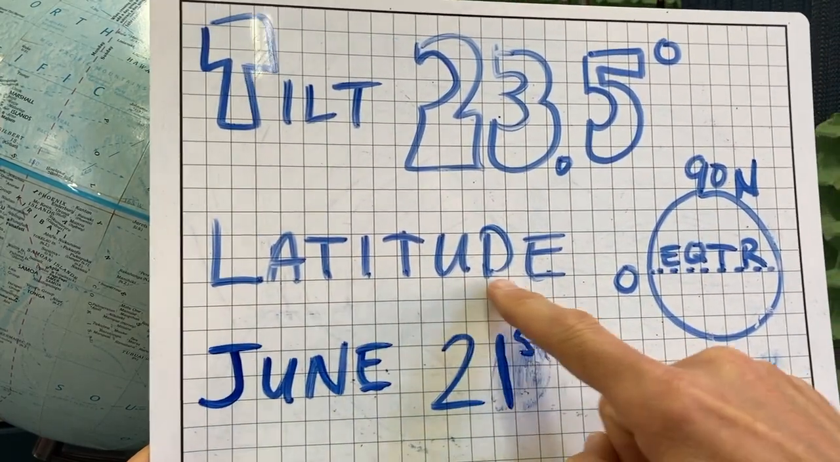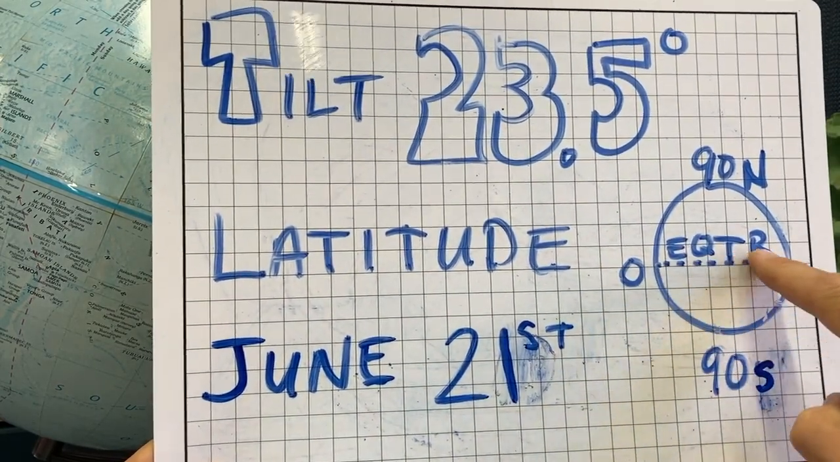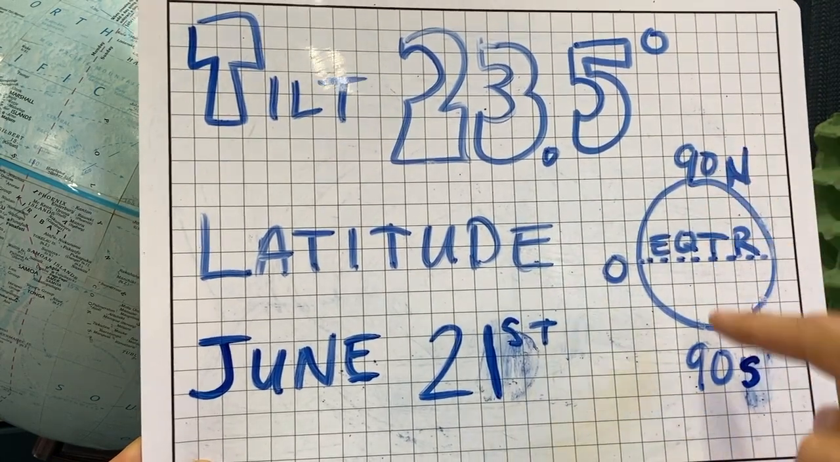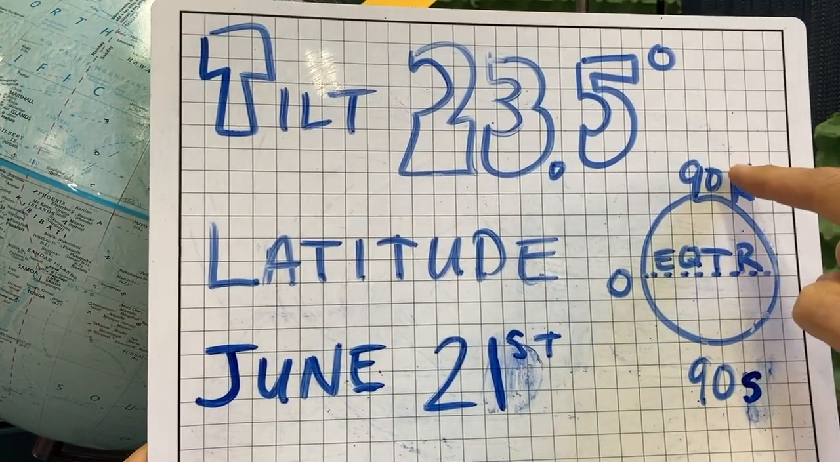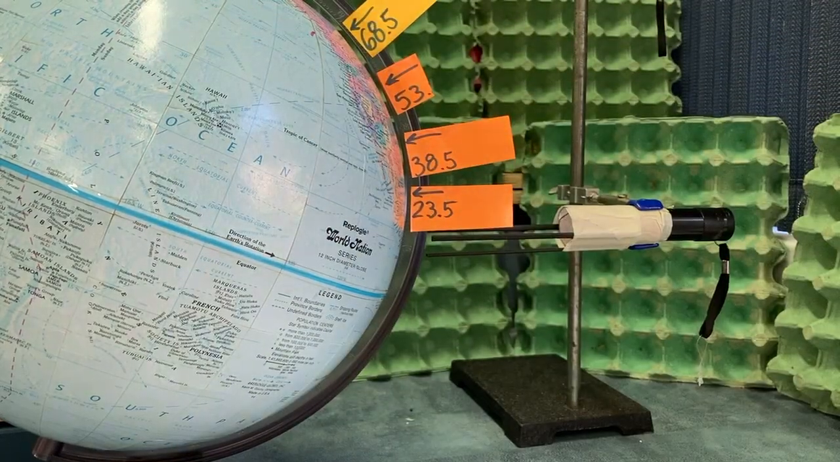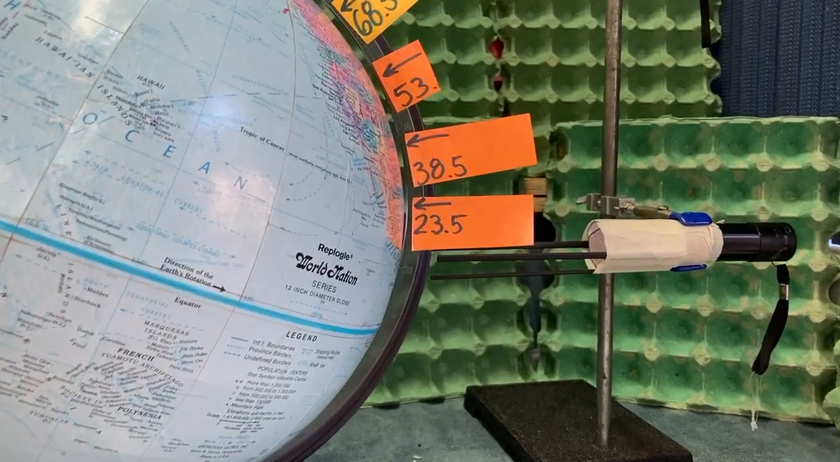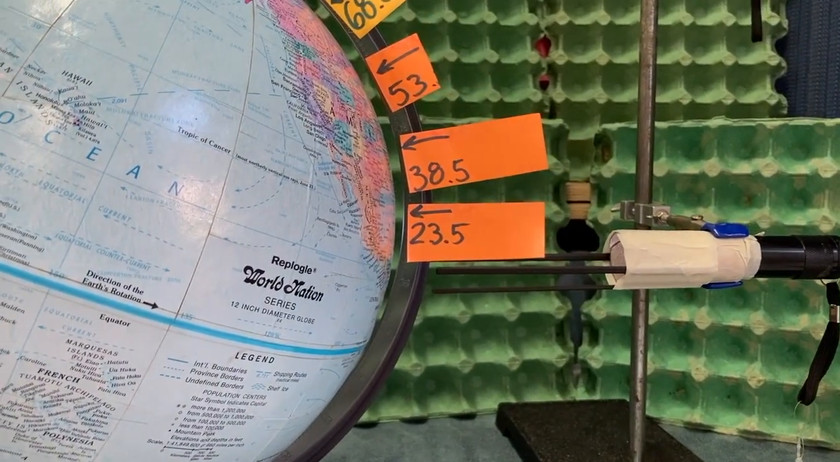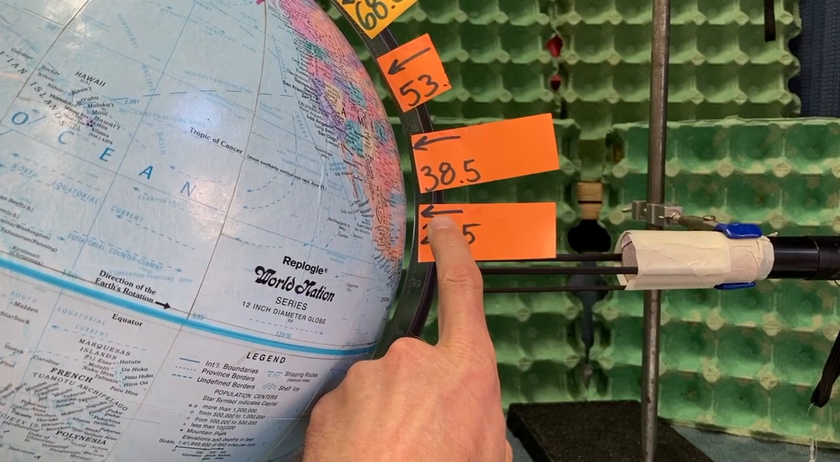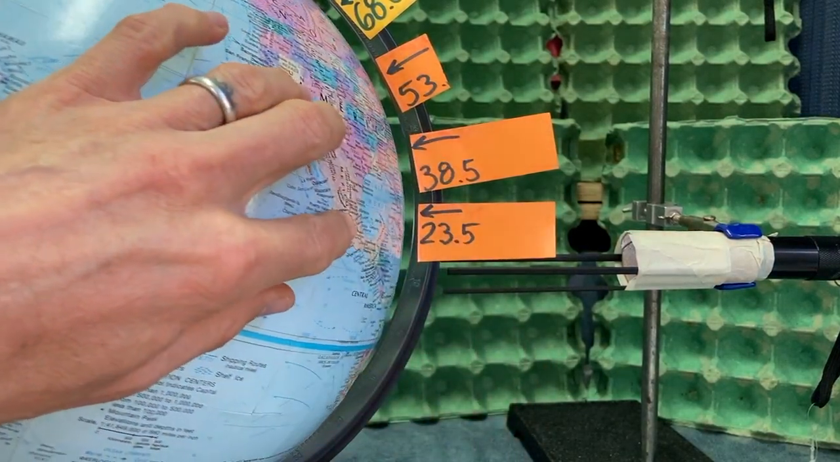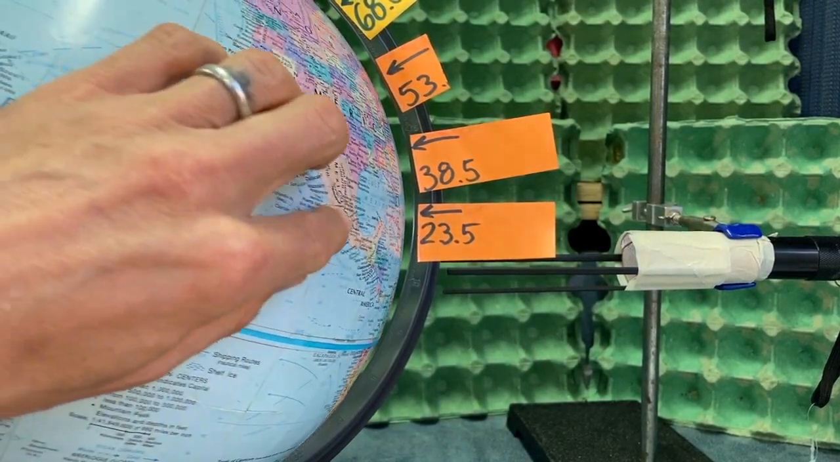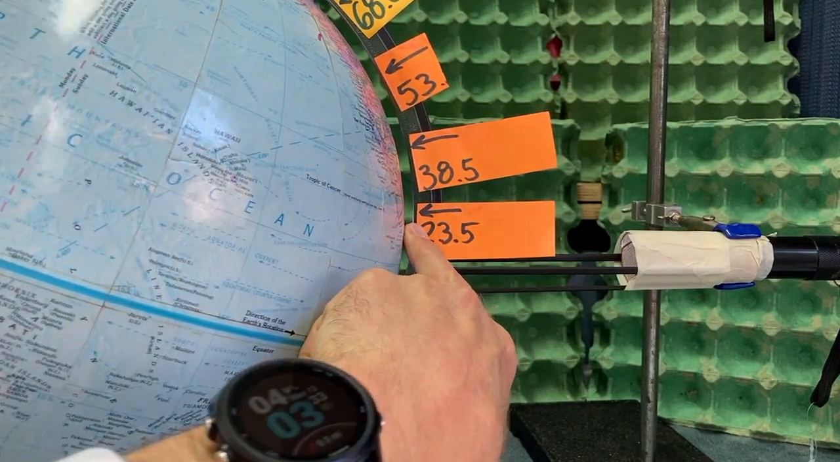Remember, these are degrees of latitude. 0 degrees is at the equator, 90 degrees north and 90 degrees south are the North Pole and the South Pole. So we're going to use a model of this to measure the intensity of the sunlight at the Tropic of Cancer, the most intense sunlight in the summer. That's about Mexico City.